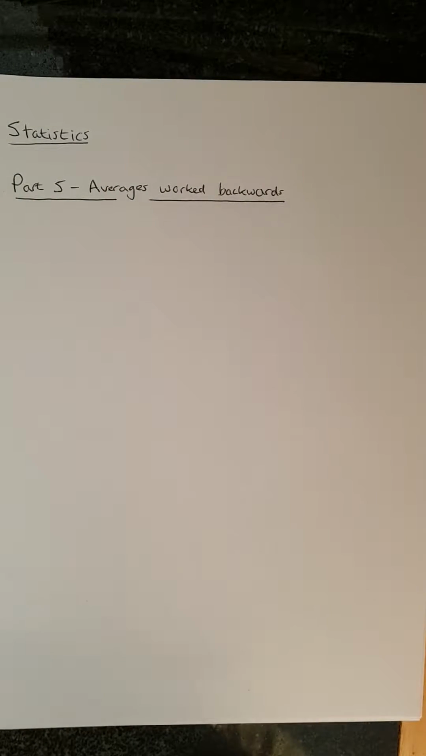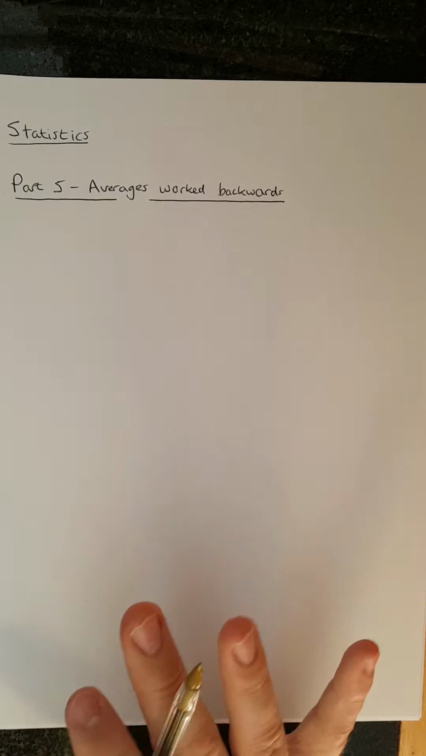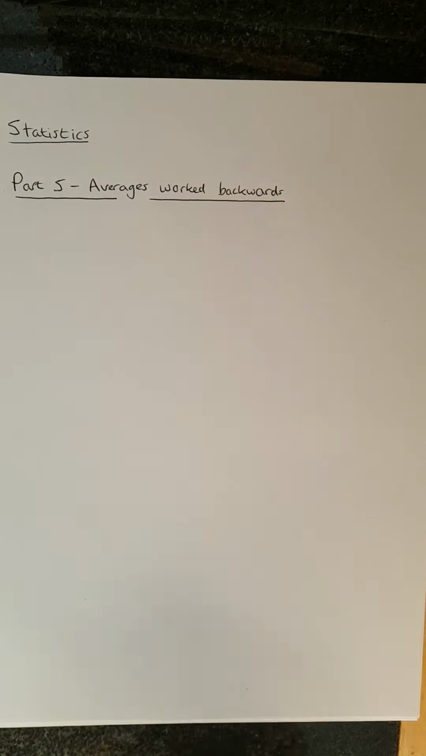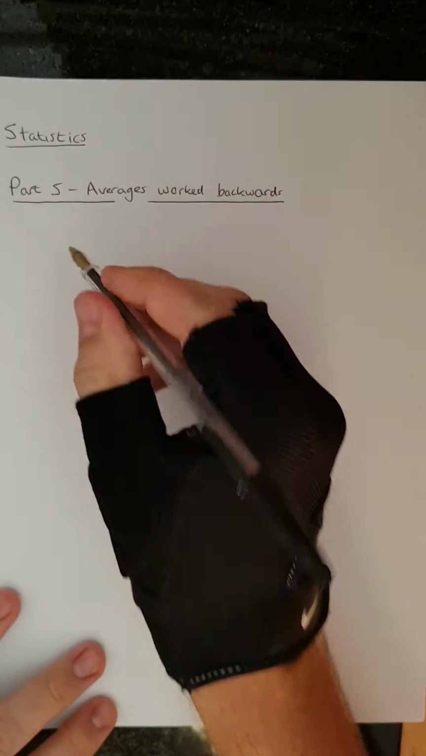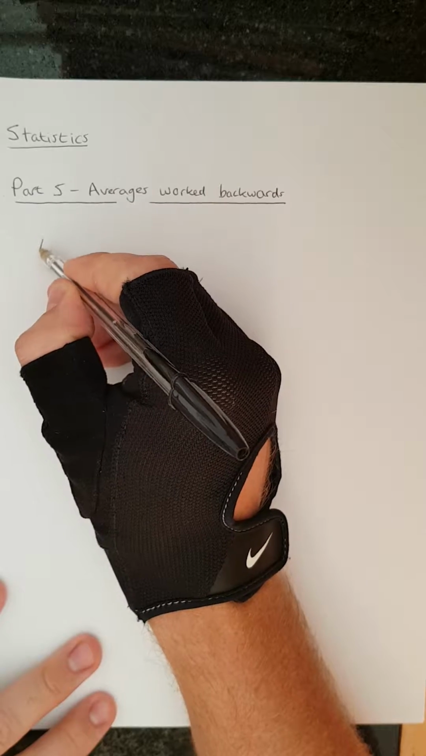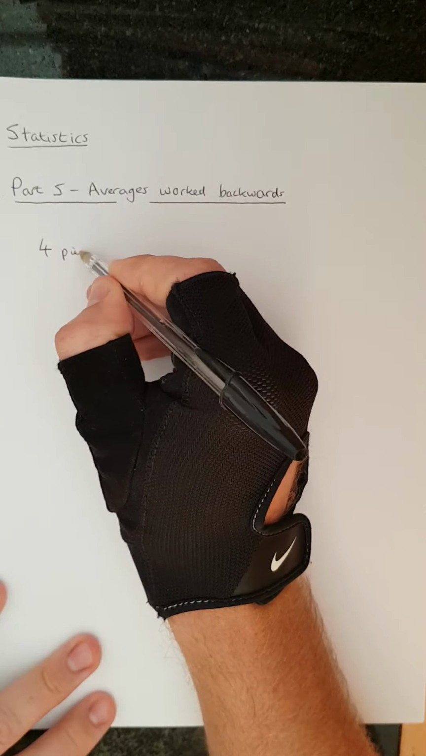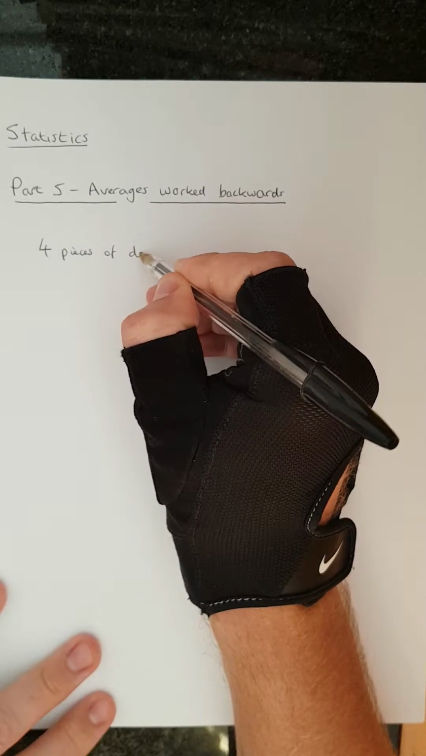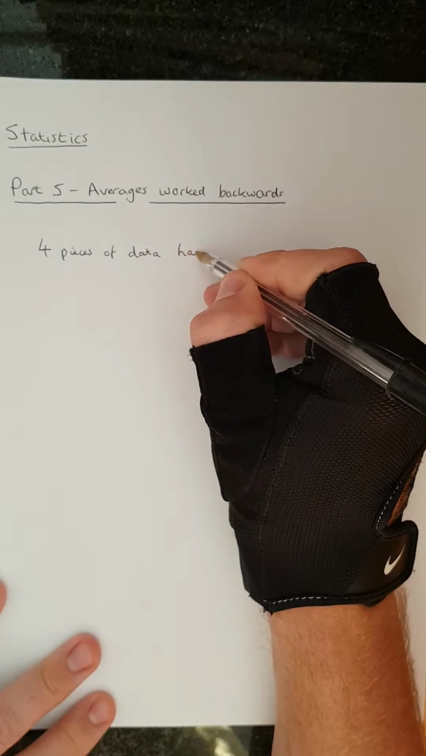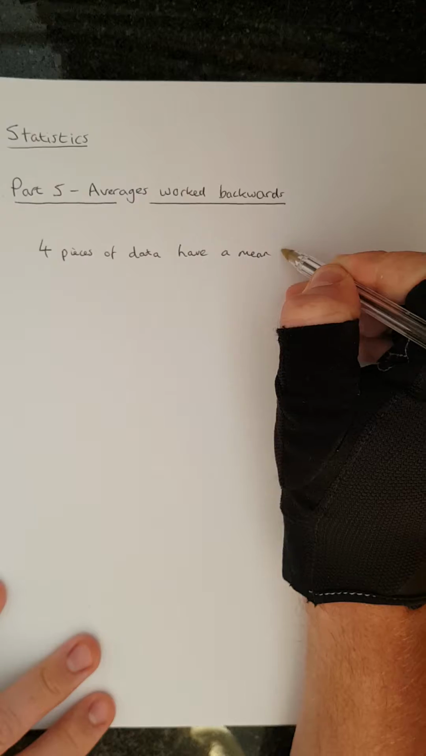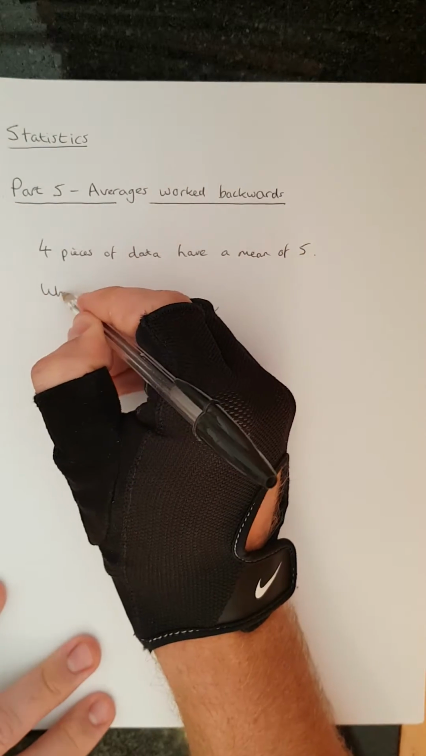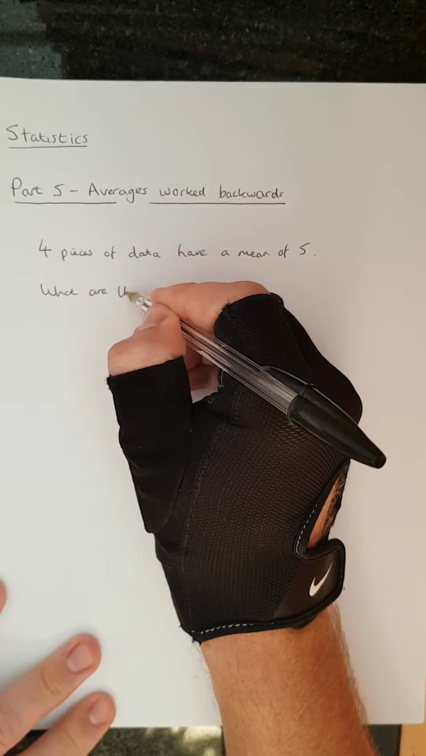So, you've now been practicing mean, median, mode, and you've got to a really good stage where you can apply them accurately, as well as understand the shortcomings of those from parts 1 to 4. So now, let's consider the following. Four pieces of data have a mean of 5. What are they?